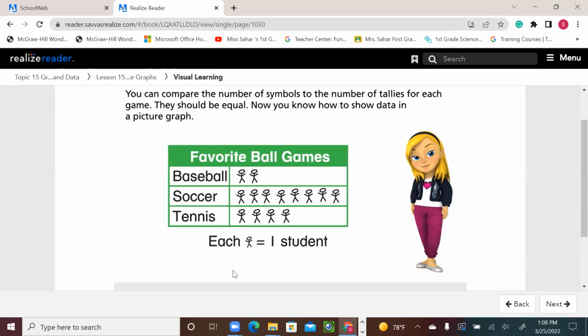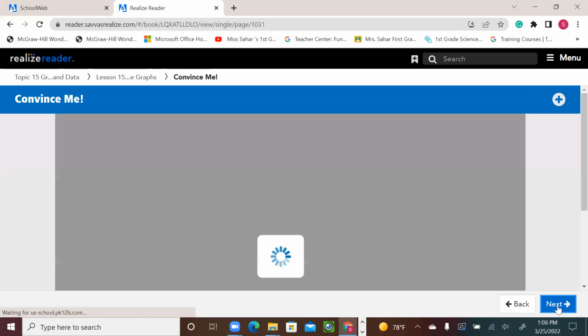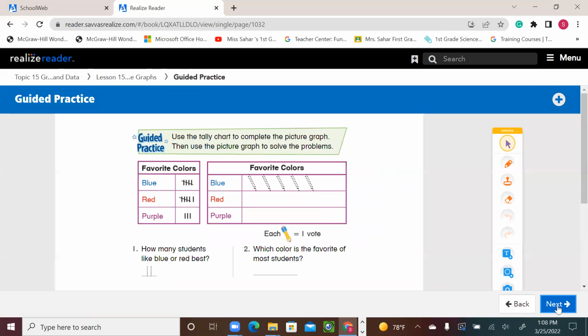All right, let's have more fun and do our guided practice activity in your book, page 654. Use the tally chart to complete the picture graph. Then use the picture graph to solve the problems. So this is the graph we have. Favorite colors, we have 3 colors: blue, red, purple. First color, blue. I have 5 children chose blue. For red, I have 6, and for purple, I have 3.